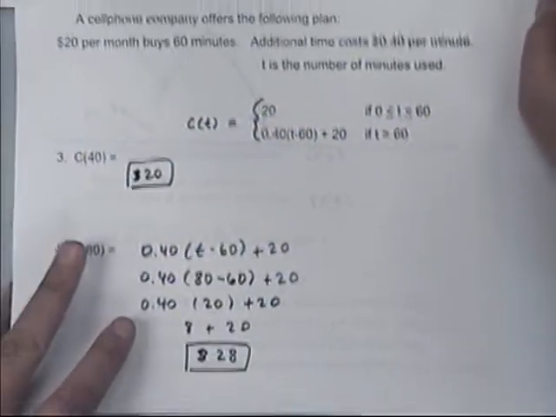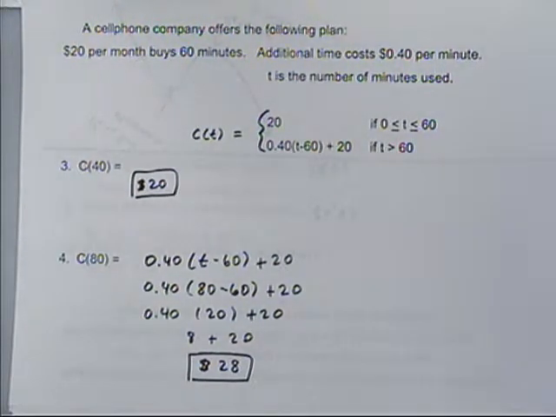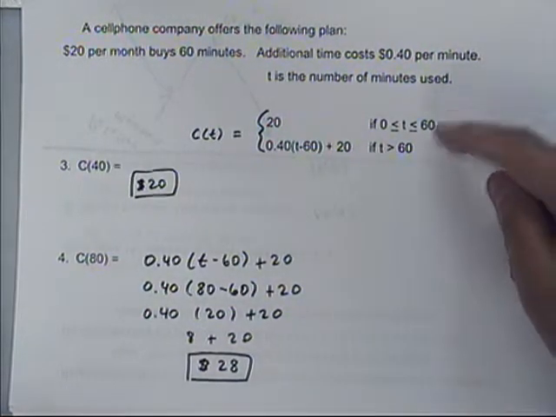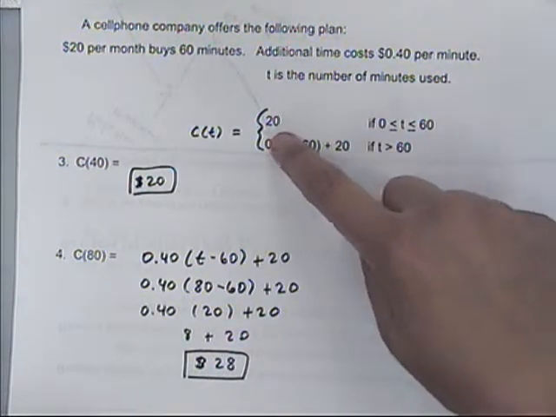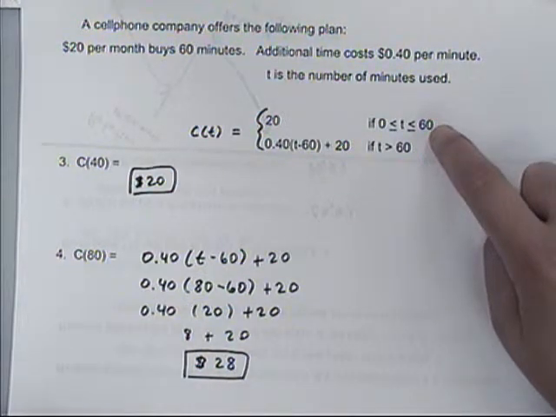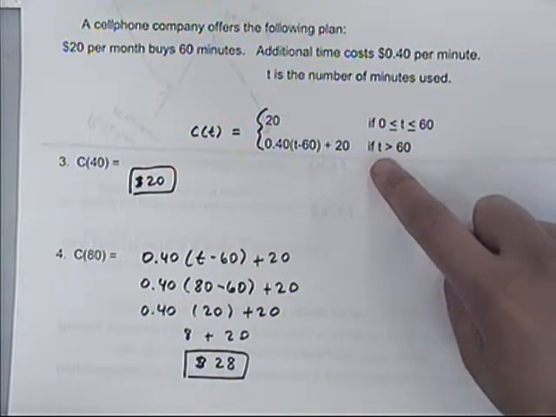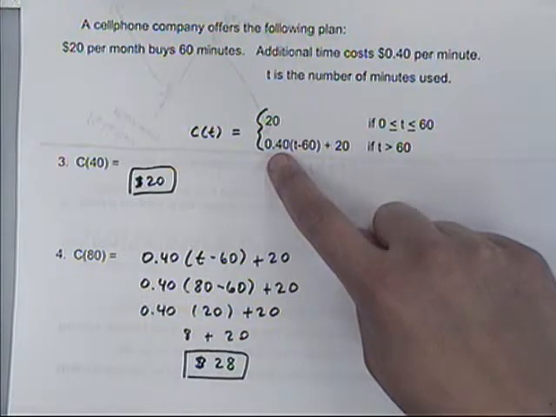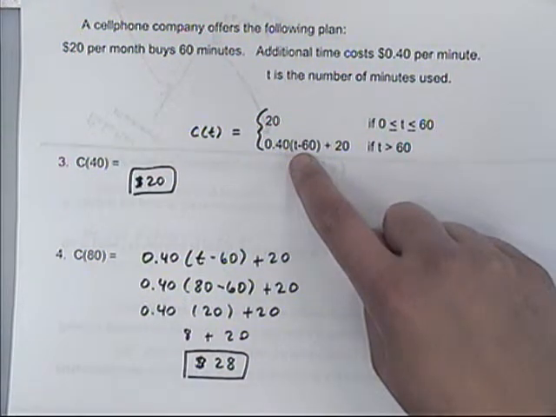Here's another example of a piecewise function. This piecewise function, again, gives you two choices. You pay $20 a month for your cell phone plan if you use between 0 and 60 minutes, but if you go over 60 minutes, you have to pay another 40 cents a minute for those minutes over 60.